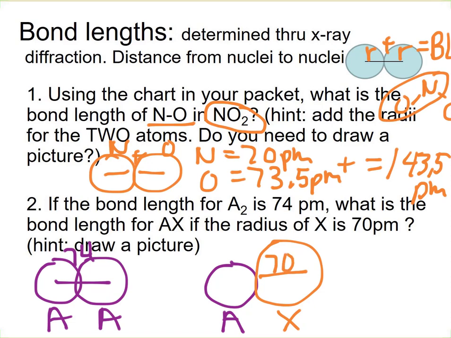So to find what A is, I just divide 74 in half. So I would have 37 plus 37, and that means that this radius here is 37. And then it's just a matter of adding this up. So I add it up, I get 107 picometers.